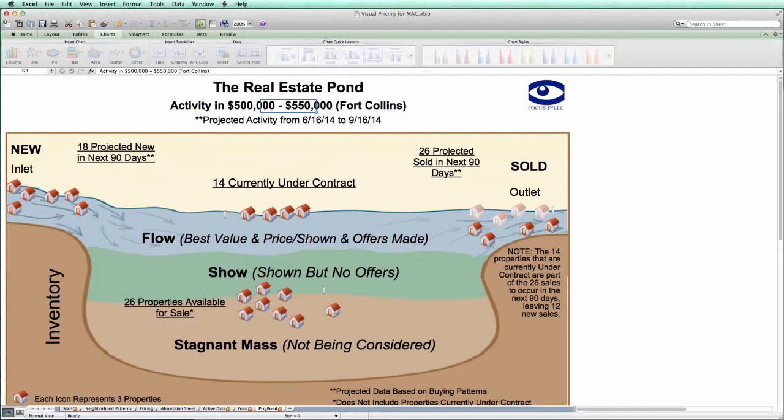By the way, if you haven't seen a tutorial on the real estate pond, we recommend that you do that first. If you do need to do that, take a look at the link below. That will take you there.